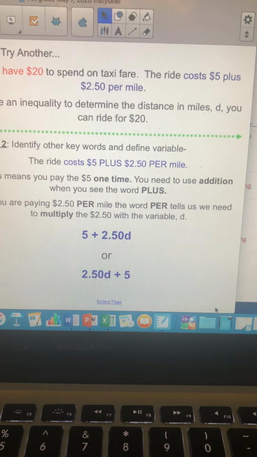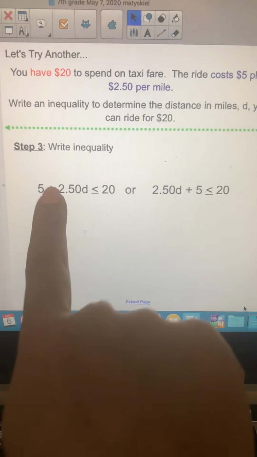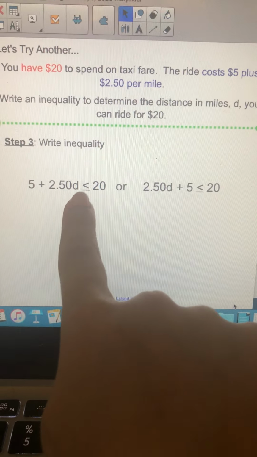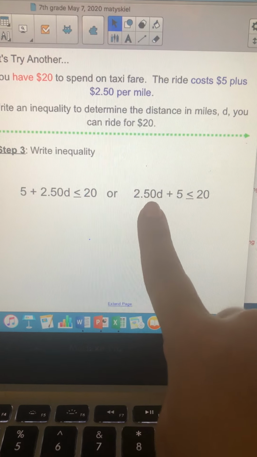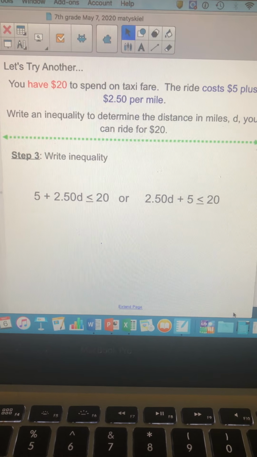And then all you're going to do is put it all together. So we would have the $5 plus the $2.50 per mile less than or equal to 20, or if you just switch those two numbers, right, $2.50D plus 5 less than or equal to 20.